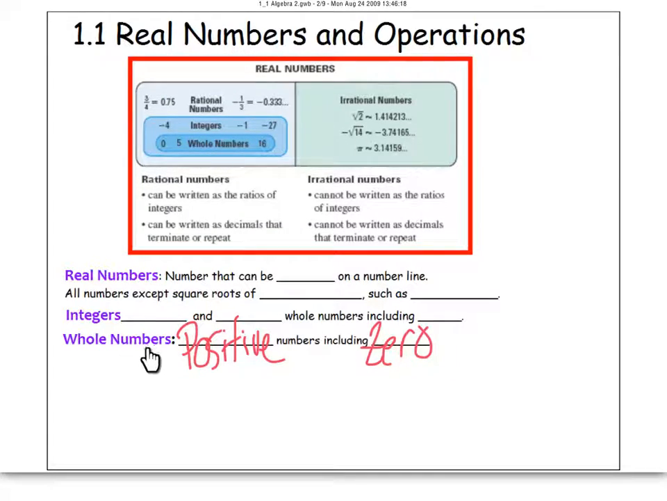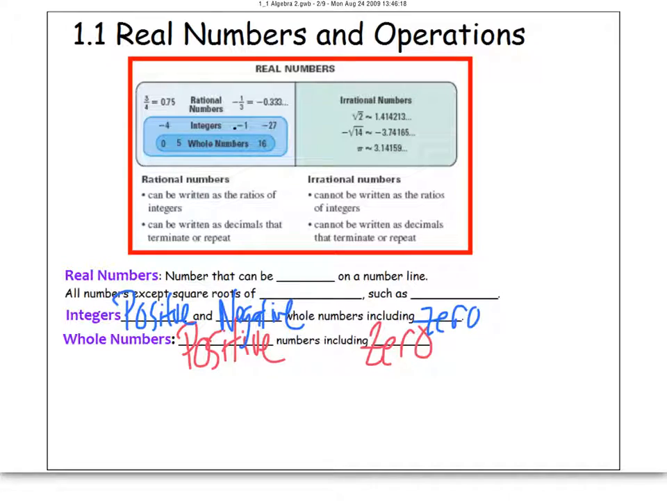So we can define it down here. They're positive numbers including 0. Now, the next level in the family is called integers. Integers include those whole numbers, but also tack on a few other types of numbers, the negative whole numbers. So by definition, integers are positive and negative whole numbers, including 0.